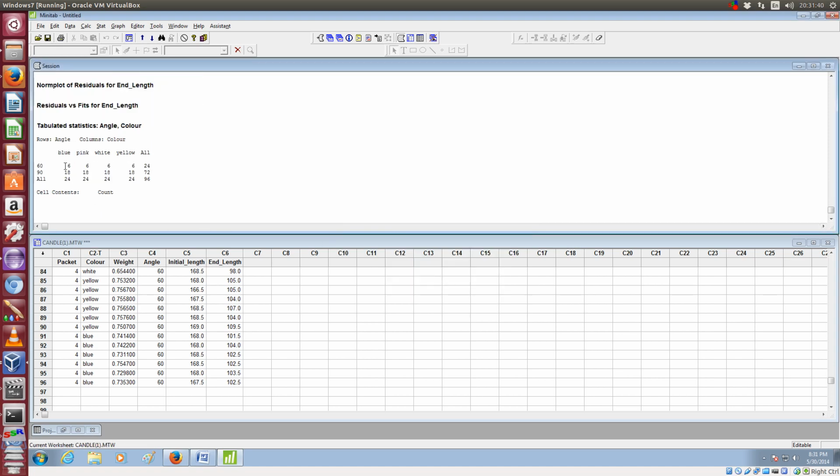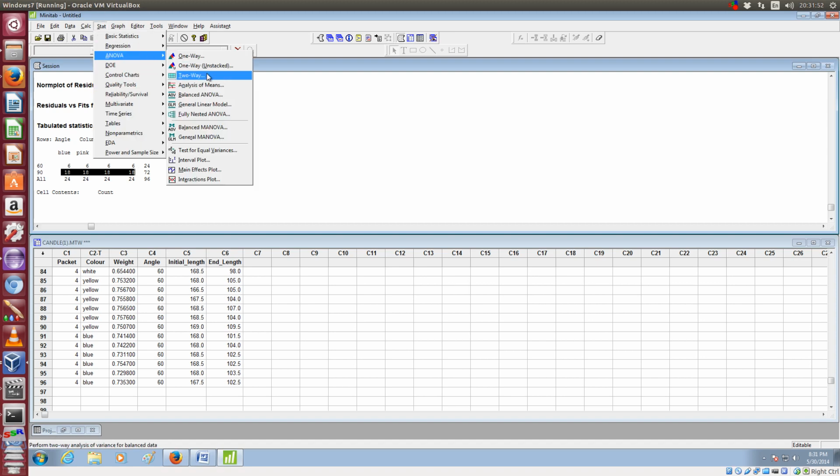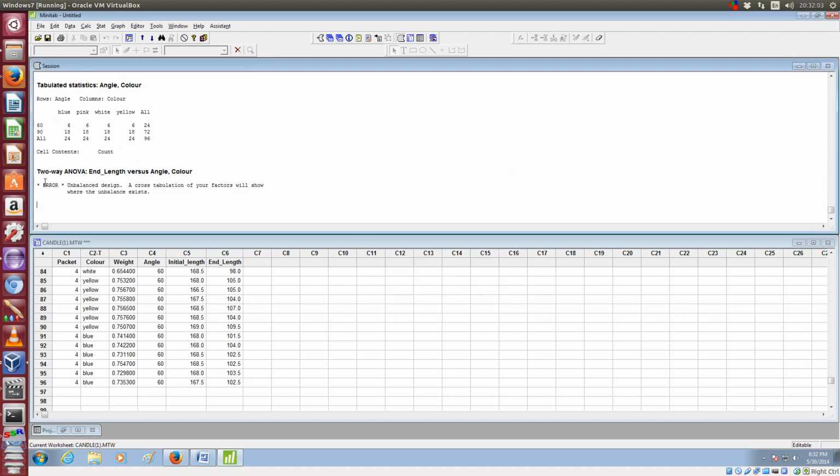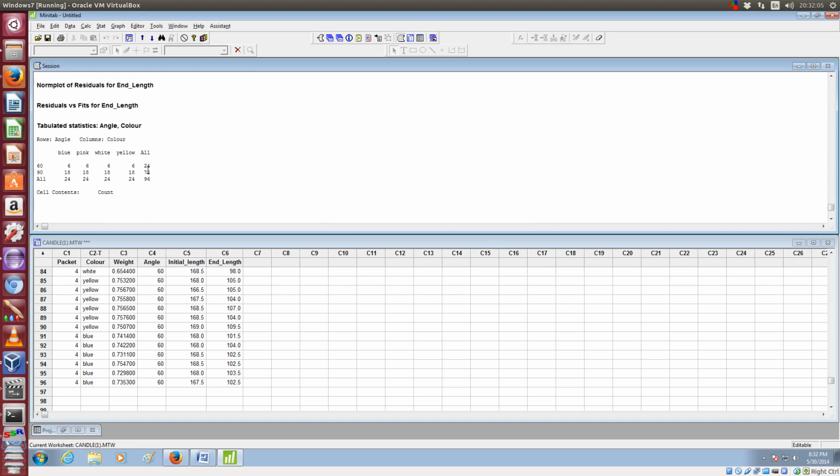Okay, alright, so we see here we don't have balanced data. We've got 18 for all of the 90s and we've got 6 for all of the blues. Now if we were to run a two-way ANOVA on this, and I put in the response as end length and the row factors, angle and color, it'll come up saying error, unbalanced design. So that's because of this.